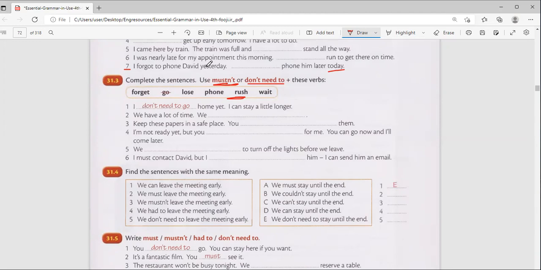Shukri. Yes, teacher. Continue. Which number? Number 4.